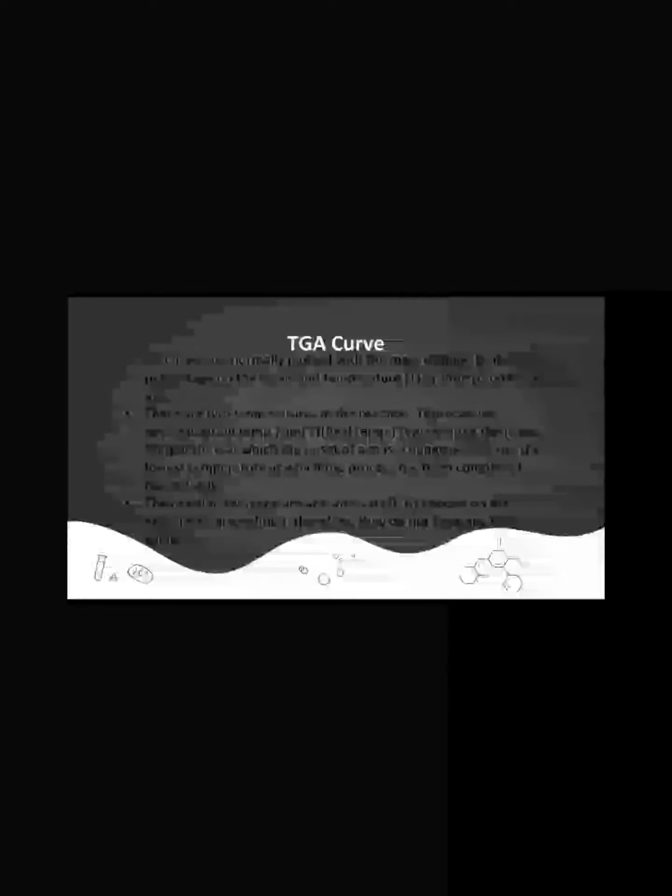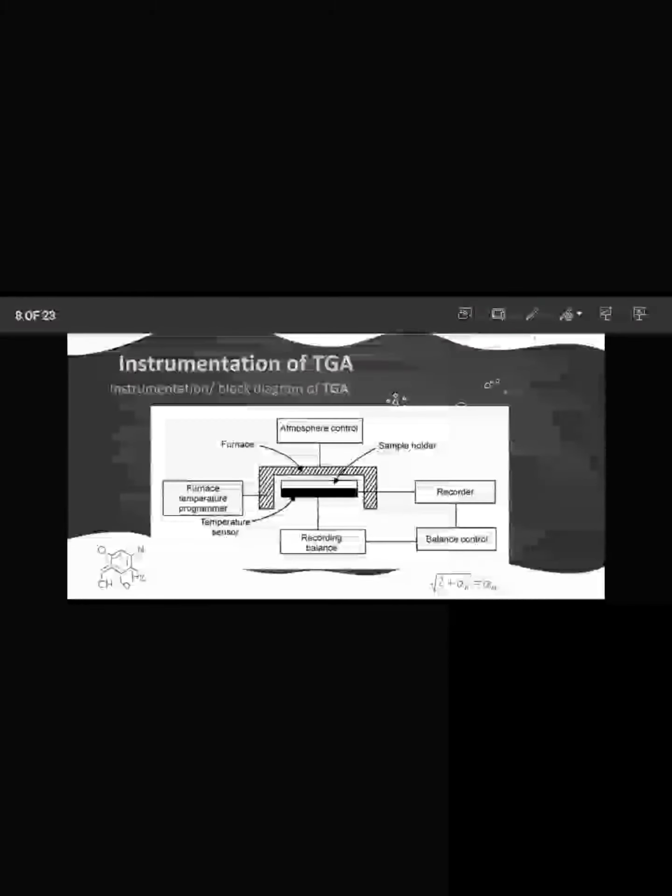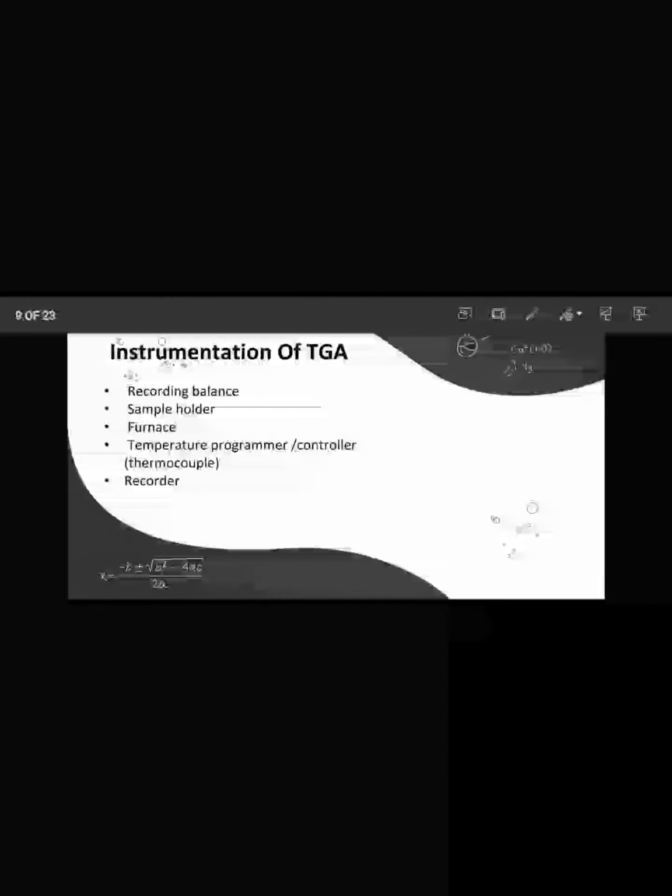Types of TGA transition. The measurement taken using TGA provides information about physical phenomena such as phase transition, absorption, adsorption, and desorption. This slide shows the block diagram of TGA. Instrumentation of TGA. The components of TGA instrumentation are recording balance, sample holder, furnace, temperature programmer, controller, and recorder.